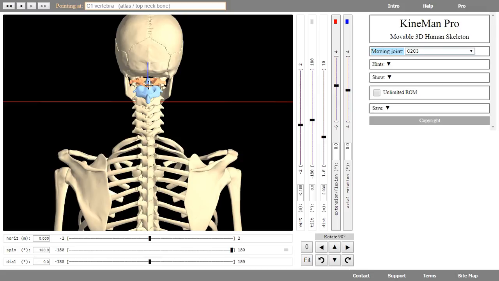This axis has an unusual feature known as the dens, which is right here, and it articulates with the atlas in the anterior arch. The atlanto-axial joint allows you to rotate your head from side to side, in other words, to indicate no.